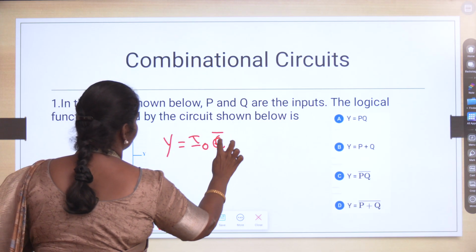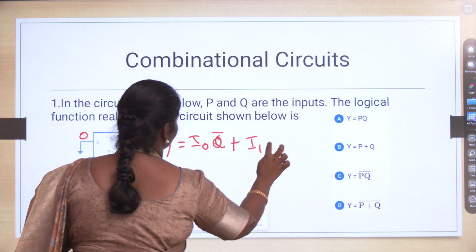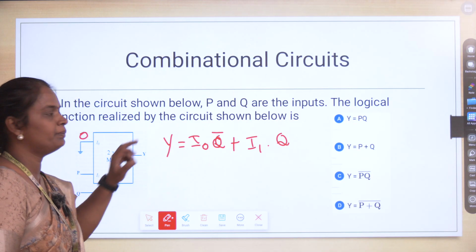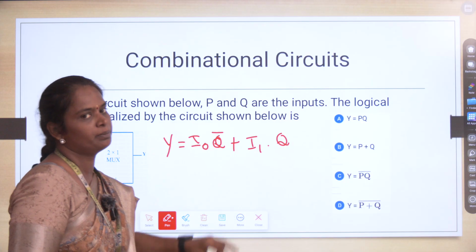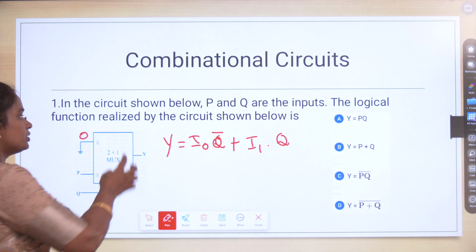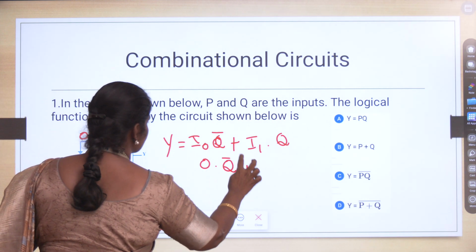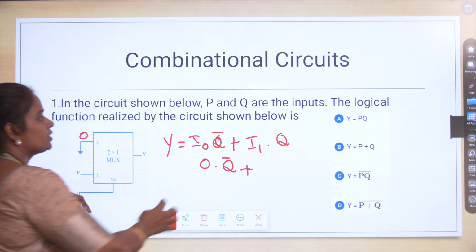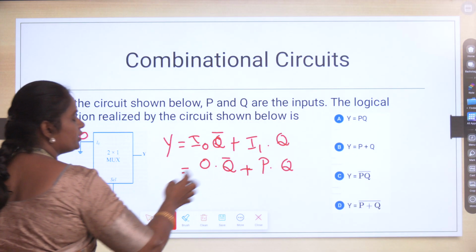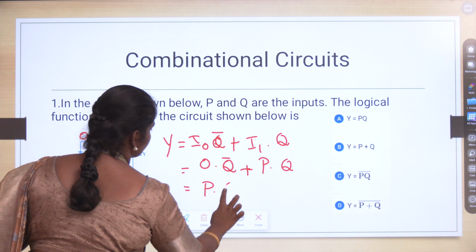I0 Q bar plus I1 into Q. If your Q is equal to 0, I0 will be selected, Q is equal to 1 means I1 will be selected. So here this I0 is given as 0, it is connected with the ground, so this I0 value will become 0. So 0 into Q bar plus I1 is nothing but P. So P into Q. So 0 into Q bar is nothing but 0. So you can get the output equation as P into Q.